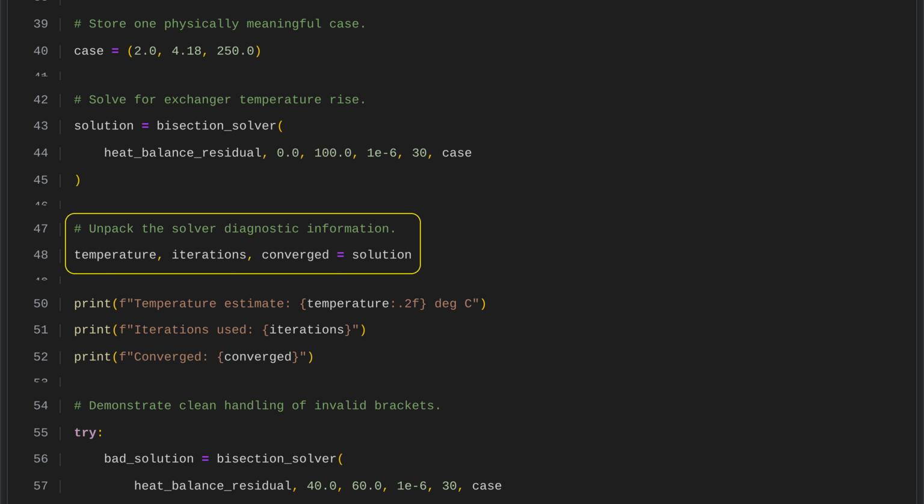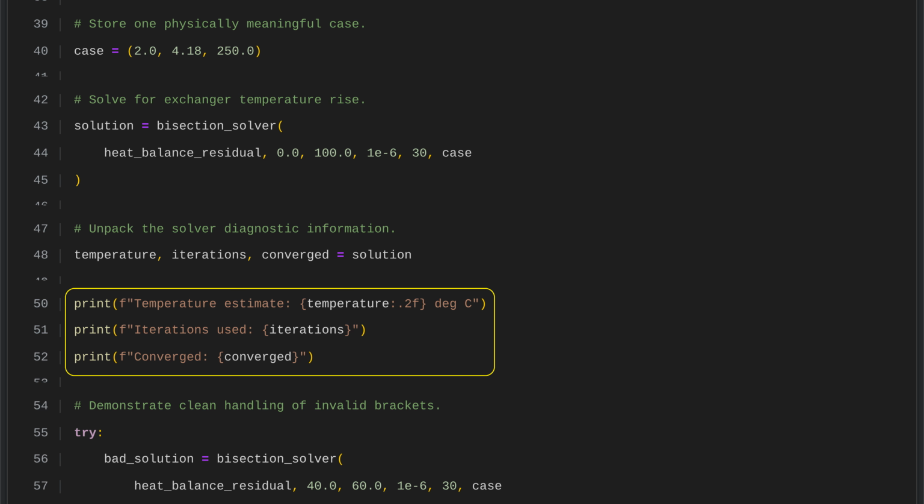The bisection solver's result is separated into 3 useful pieces: the estimated temperature, the number of iterations used, and a true or false value showing whether convergence was reached. This makes it easy to use both the solution and its diagnostic information later in the code.